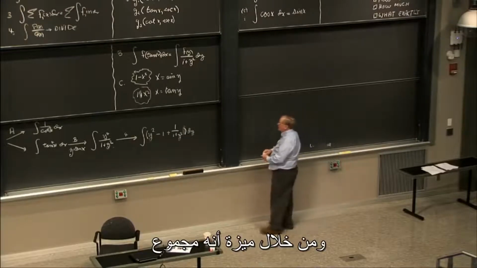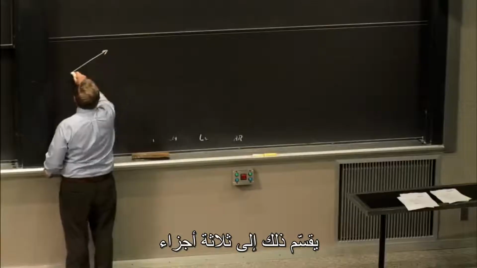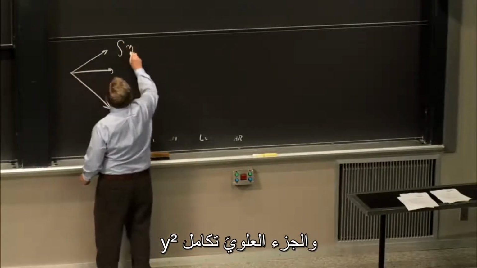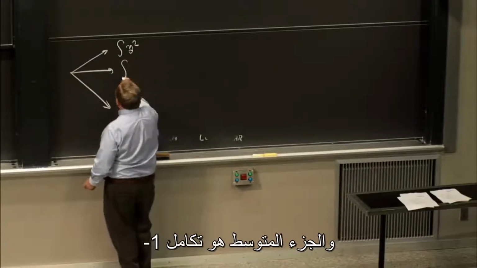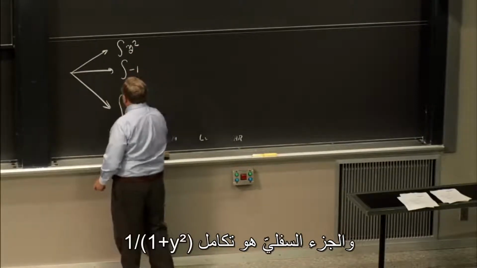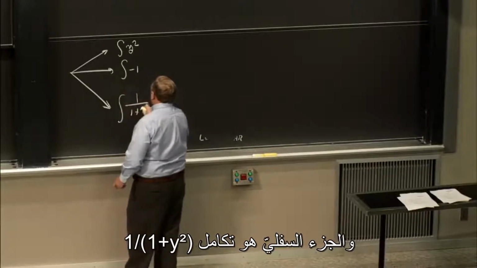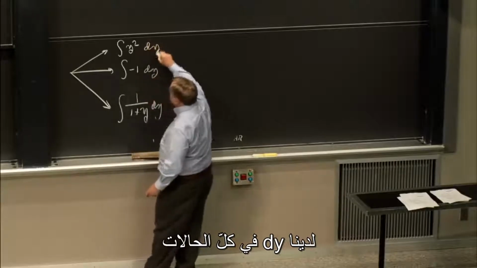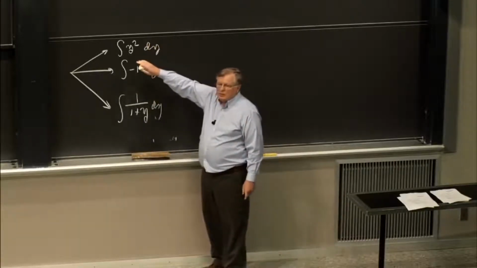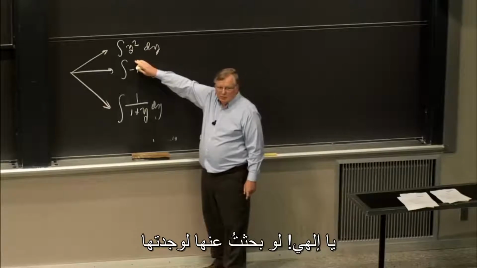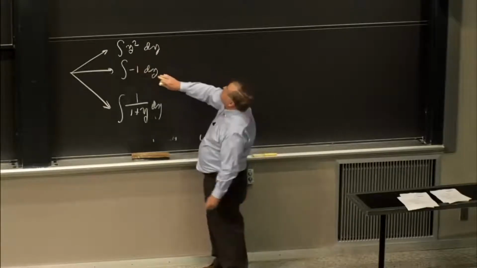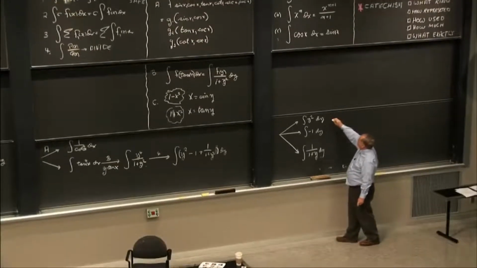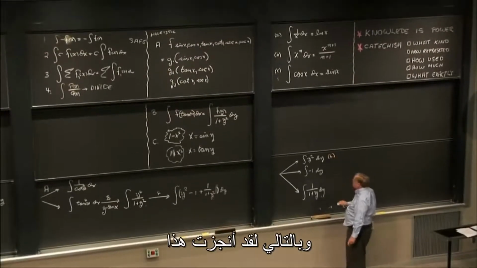And in virtue of the fact that it's a sum, that divides into 3 pieces. The top piece is the integral of y squared. The middle piece is the integral of minus 1. And the bottom piece is the integral of 1 over 1 plus y squared dy in all cases. Gosh, if I look this up, I found it. That's up there. That's number B, or letter B. So I'm done with that.